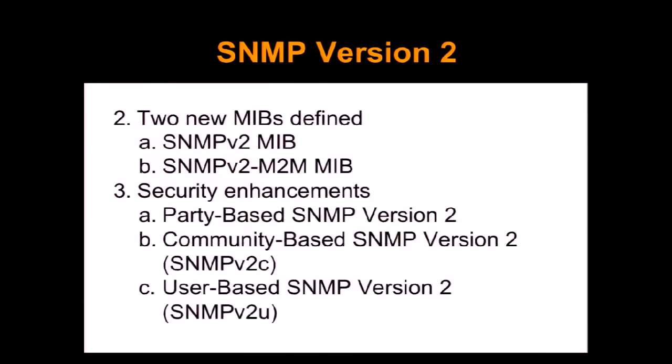Two new MIBs were defined. Again, there's some around manager-to-manager. And finally, some security enhancements. They developed a party-based system. However, due to the complexity, many favored the community version instead, 2C. This uses the same plain, clear text community as in version 1. And a little later, a user-based model was implemented in 2U. However, version 2C was the most widely adopted.